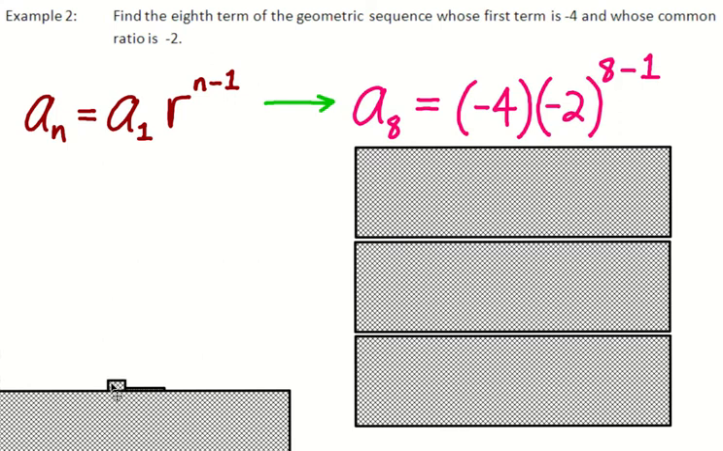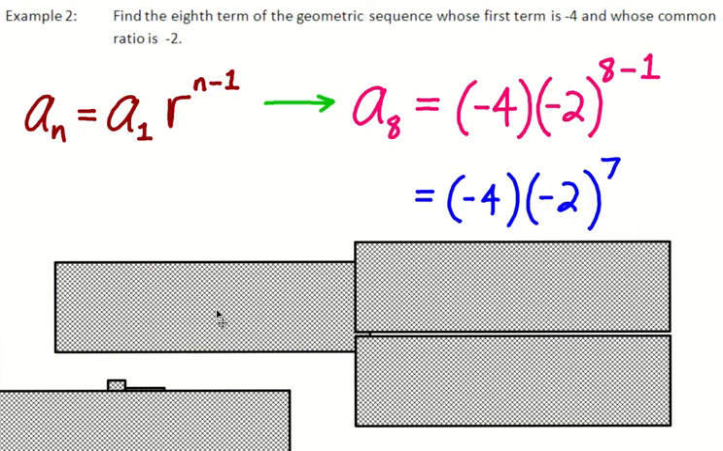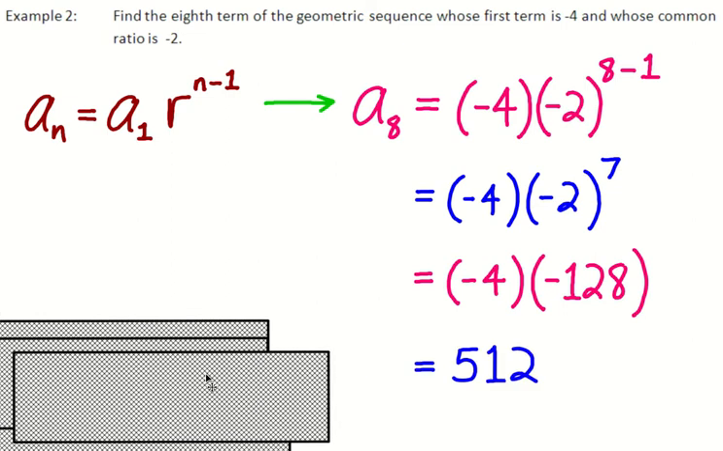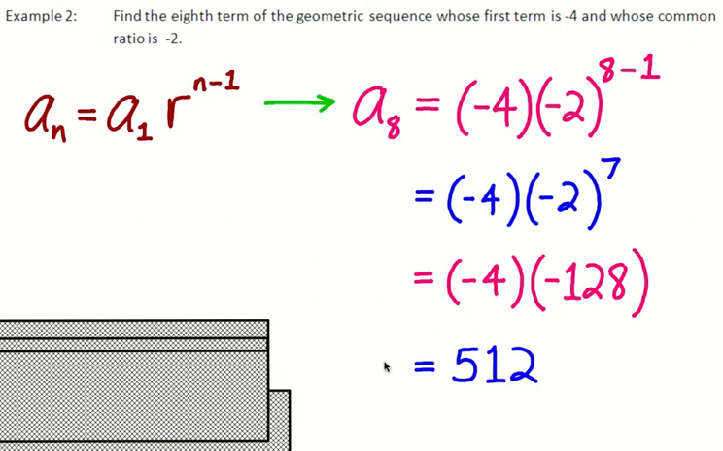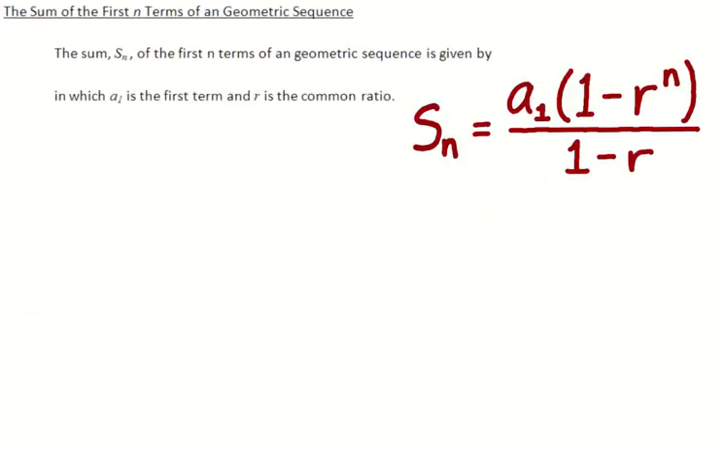And from here on out, you just have to make sure you crunch these numbers correctly, making sure you're following the order of operations and all that. The final answer, as long as you're doing it correctly, ends up being 512. You can pause the video if you need a few more seconds, which you probably do, but I'm moving on.